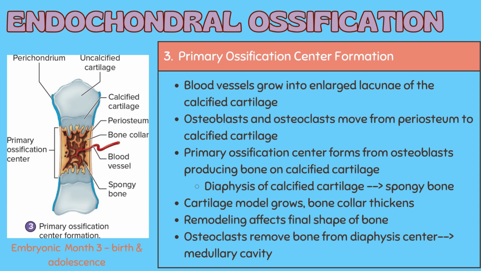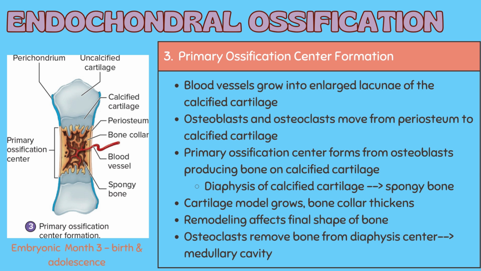The third step of endochondral ossification is the formation of the primary ossification center. This occurs during embryonic month 3 through birth and adolescence. Blood vessels grow into the enlarged lacunae of the calcified cartilage. Osteoblasts and osteoclasts move into the calcified cartilage area from the periosteum. The primary ossification center forms as osteoblasts produce bone on the surface of the calcified cartilage. The osteoblasts transform the calcified cartilage of the diaphysis into spongy bone.